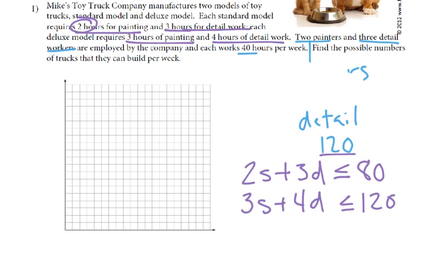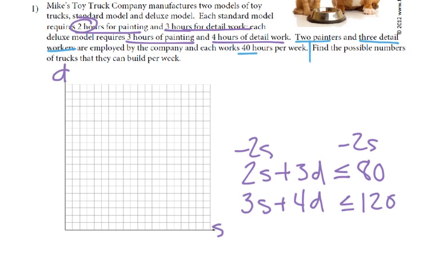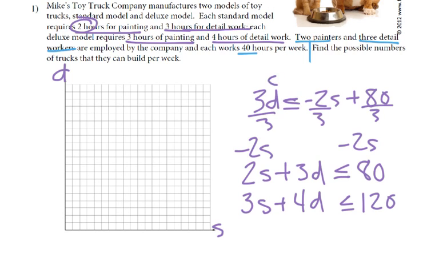There's a few different ways we can do that. Our favorite is probably to turn it into slope-intercept form, right? So let's call D the y-axis, S the x-axis. So I'd subtract 2S to get 3D is less than or equal to negative 2S plus 80 divided by 3. And we'd get D is less than or equal to negative 2/3 S plus 80 divided by 3. That's not going to be a nice number, is it? I don't like it when they're not nice for me.